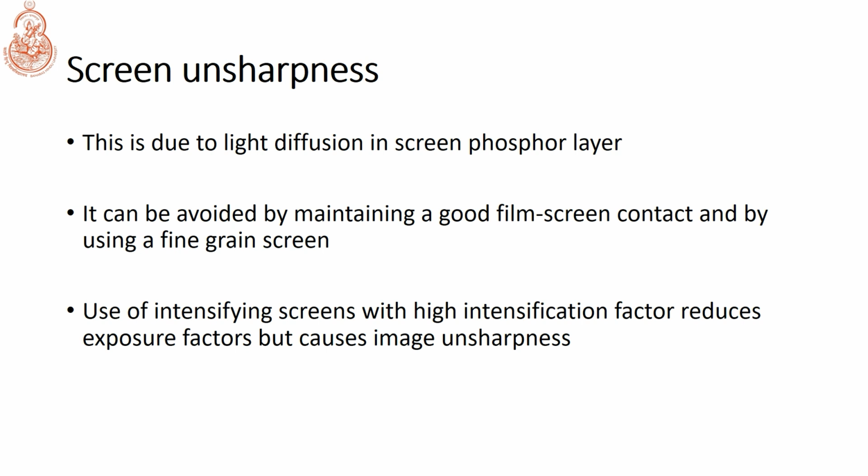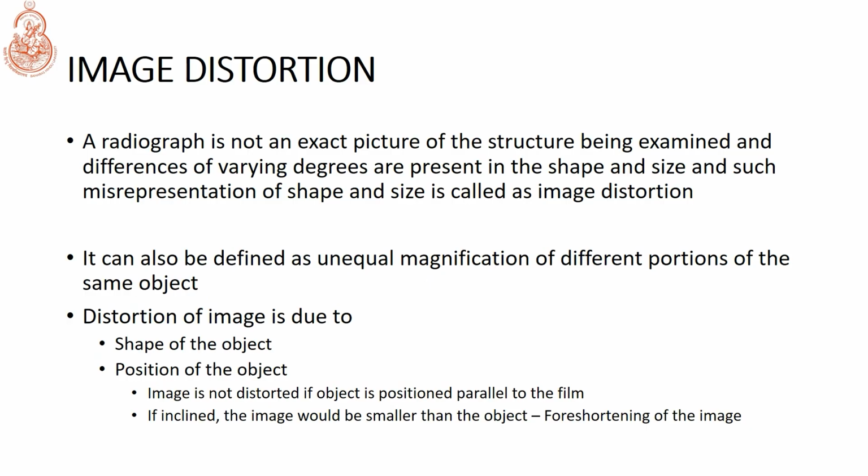The next one is screen unsharpness, and screen unsharpness is due to light diffusion in the screen phosphor layer. It can be avoided by maintaining good film screen contact and by using a fine grained screen. Use of intensifying screens with a high intensification factor reduces exposure factors but causes image unsharpness.